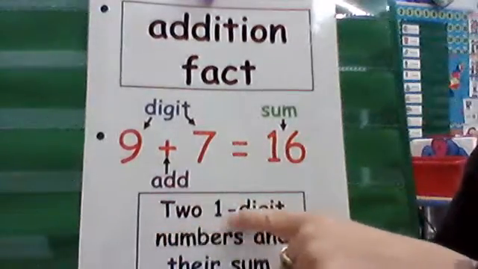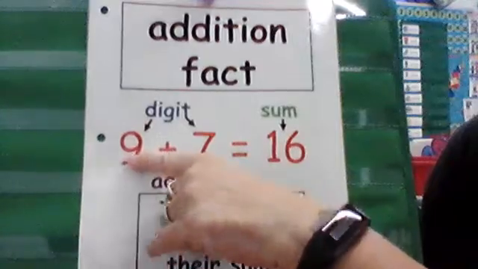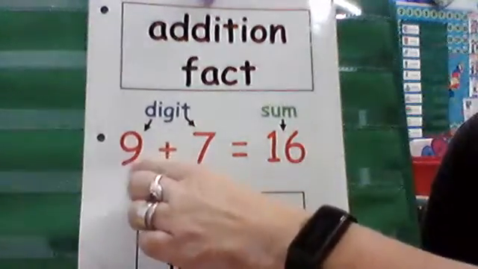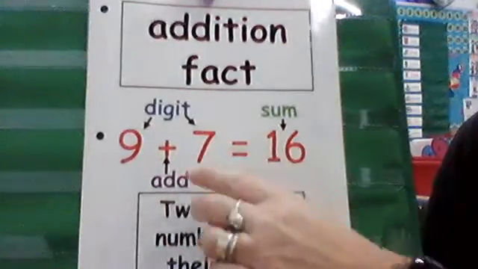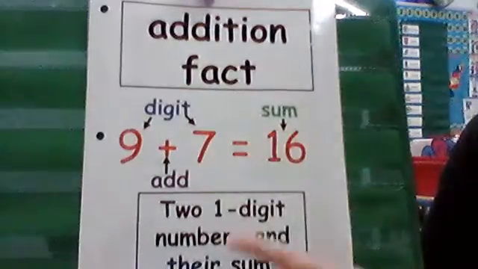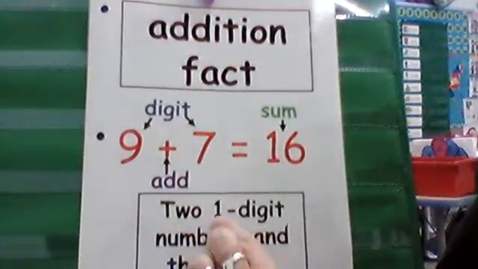It's taking two one-digit numbers and their sum. So two one-digit numbers would be any numbers from 0 to 9. Well, 9's there, 7's there. And then we add them together and we get their sum. We'll do more of this so you'll understand it in a second. So it's taking two one-digit numbers.